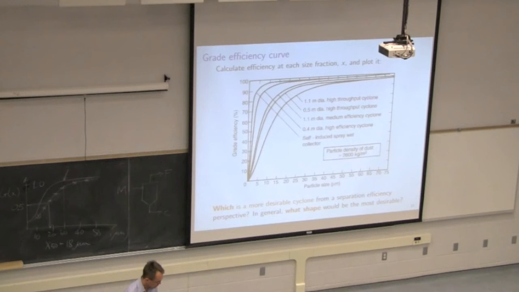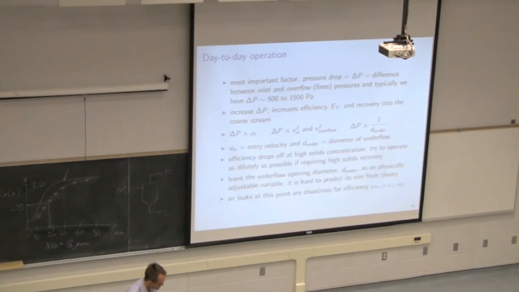Okay, so here's actually what we discussed. We were looking at different g of x curves, and it's clear that as the curve moves over here, we're getting a more desirable separation from a particle size distribution. So that's how we interpret it.